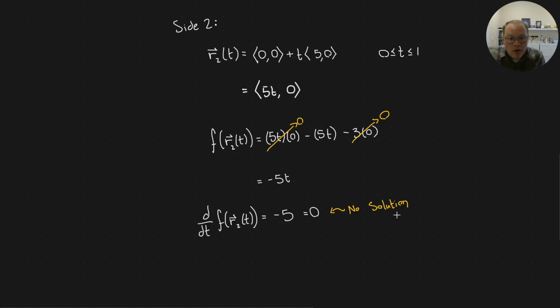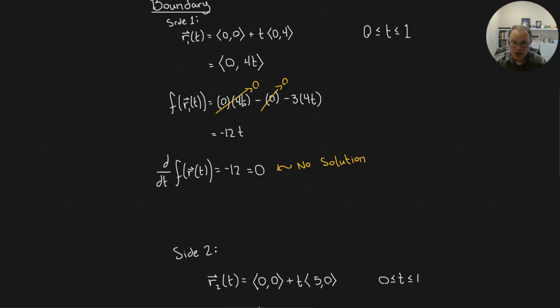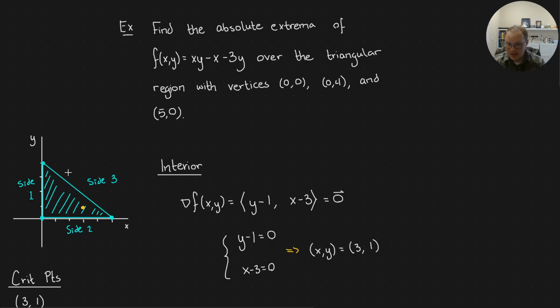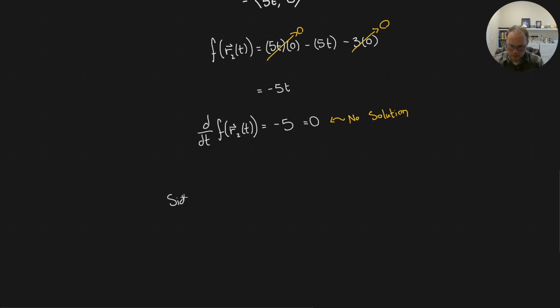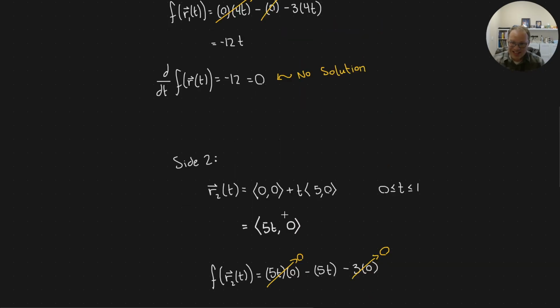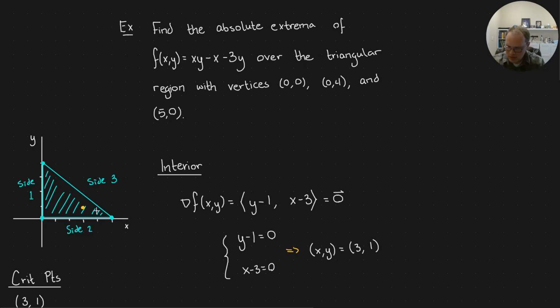All right, we have one more side to check. That's side 3 here. So let's check side 3. Again, I need a parameterization for that side. It's again a line, so I need a point to start with and a point to end with. Let's start with the point 0, 4, and let's end at 5, 0.